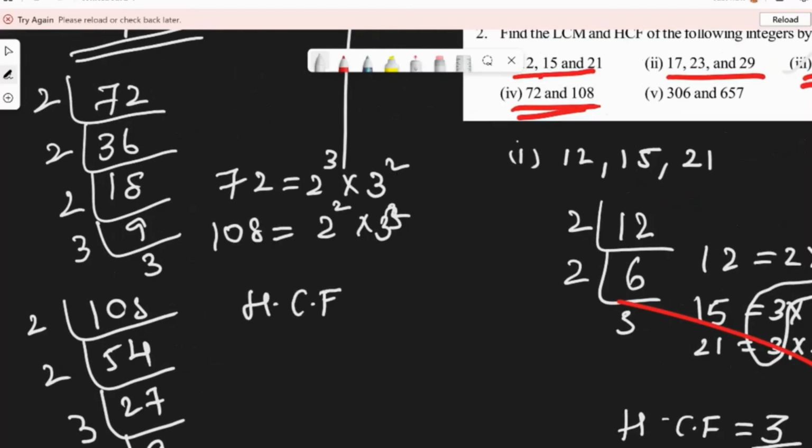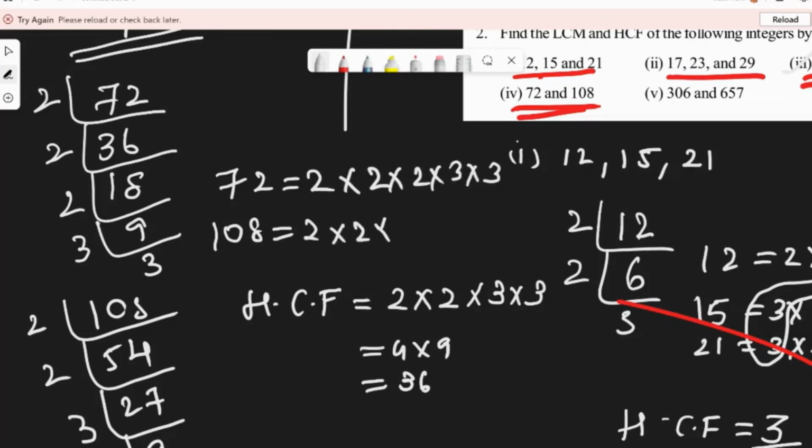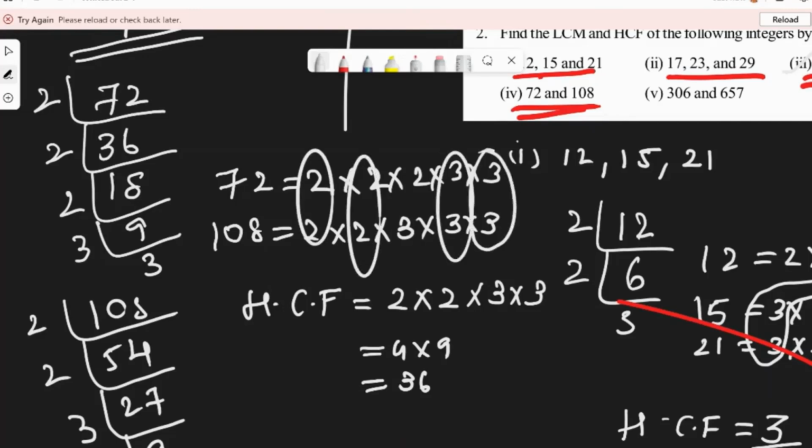So HCF is equal to the common numbers which are present in both of them. So we have two 2's common here and two 3's common. So it will be 4 into 9, 36. We can see here the expansion of this, let me write the expansion: 2 into 2 into 2 into 3 into 3, and this will be 2 into 2 into 3 into 3 into 3. We have the first 2 common, second 2 common, first 3 common, and second 3 common. Okay, I hope you understood.